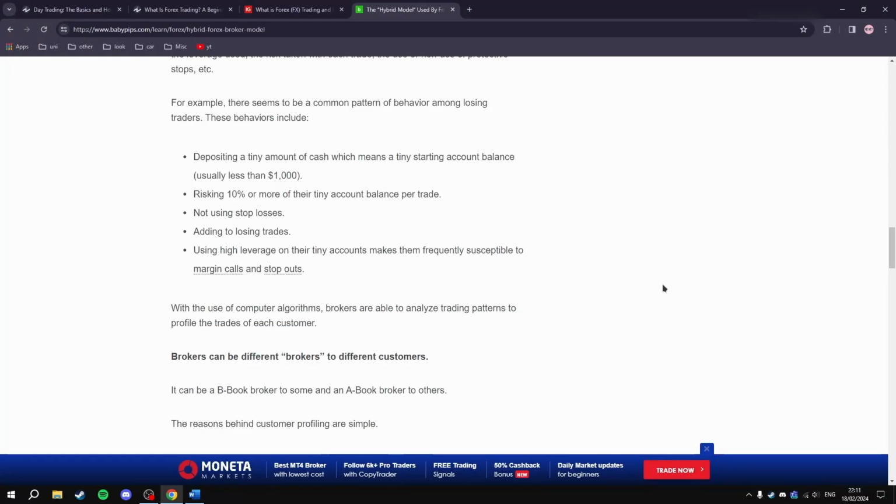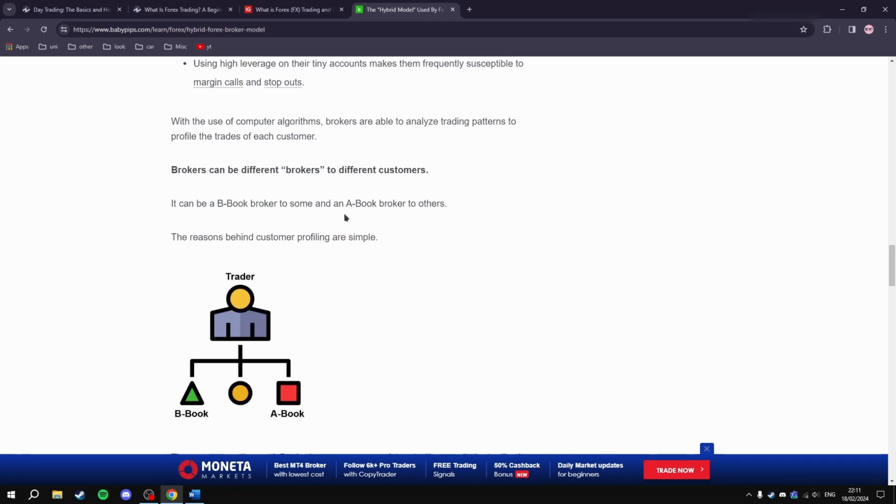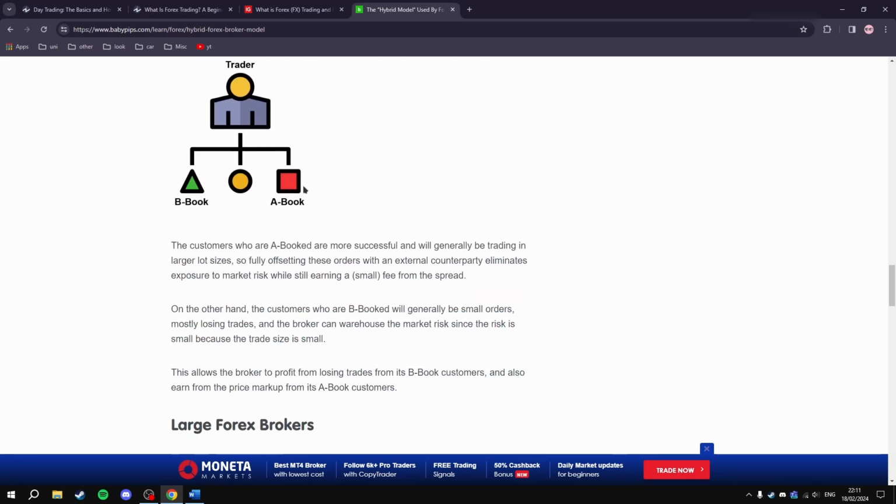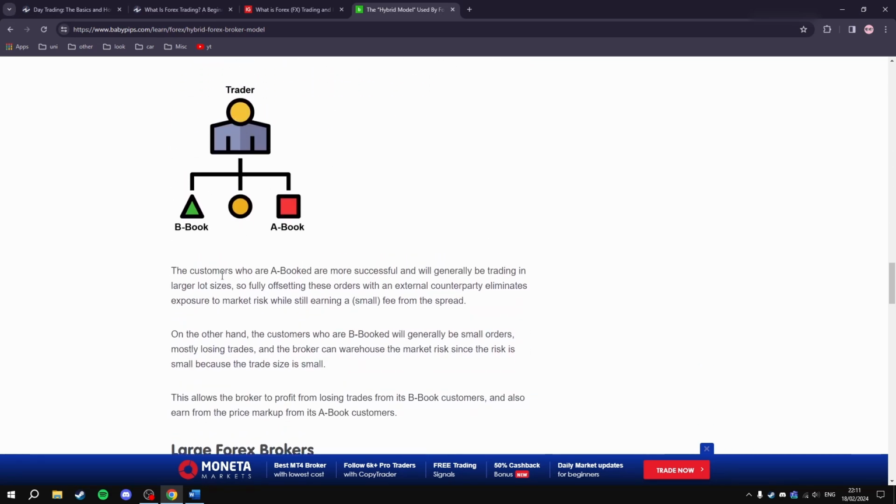With the use of computer algorithms, brokers are able to analyze trading patterns to profile the trades of each customer. Brokers can be different brokers to different customers. It can be a B-book broker to some and an A-book broker to others. The reasons behind customer profiling are simple. The customers who are A-booked are more successful and will generally be trading in larger lot sizes. So fully offsetting these orders with an external counterparty eliminates exposure to market risk, while still earning a small fee from the spread.